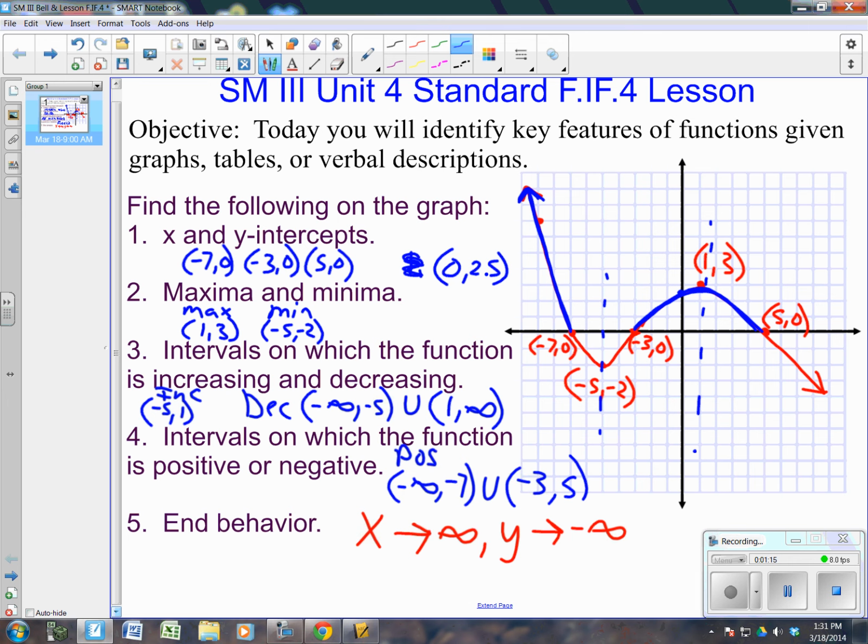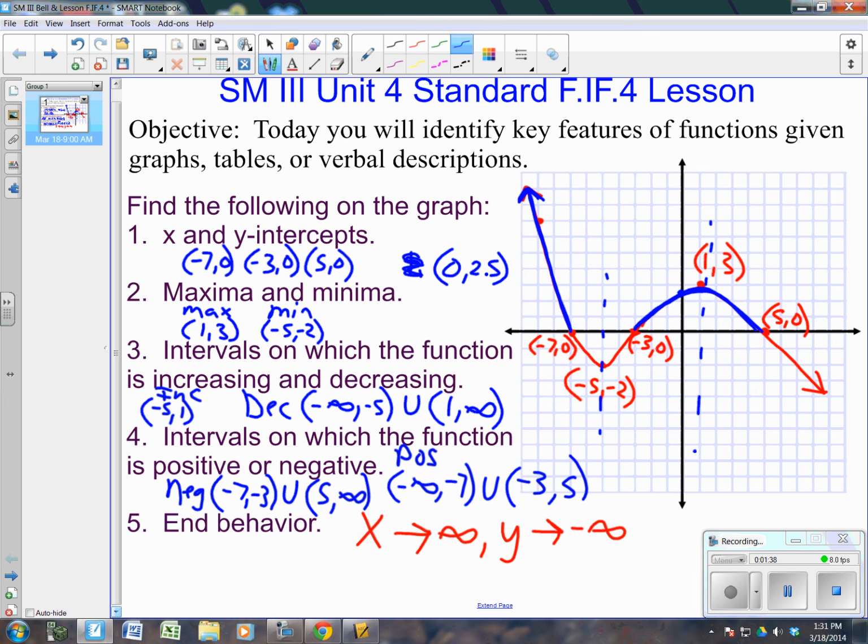5. Okay, and it's negative from where to where? Negative 7 to negative 3. It's below the x-axis. Also, we put that little union symbol from where to where? 5 to infinity, right?